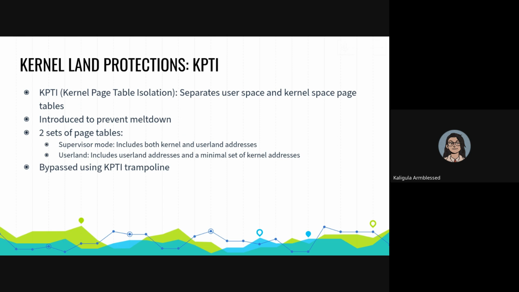And there's KPTI, which basically separates user space and kernel space page tables. So this is introduced to prevent Meltdown. And there are two sets of page tables. So basically there's supervisor mode, which is basically like kernel land, and this includes both the kernel and user addresses. But for the userland page tables, they only include the userland addresses with a minimal set of kernel addresses. So this is bypassed using the KPTI trampoline, but we'll be talking about this later.